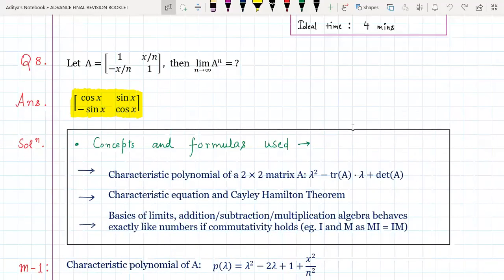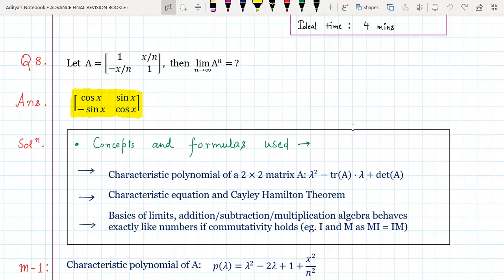So let's see some concepts and formulas used behind solving this problem. The characteristic polynomial of a 2 by 2 matrix A is equal to lambda squared minus trace of A times lambda plus determinant of A. We should know the characteristic equation and the Cayley-Hamilton theorem, the basics of limits, and that the algebra of matrices behaves exactly like numbers if commutativity between them holds.